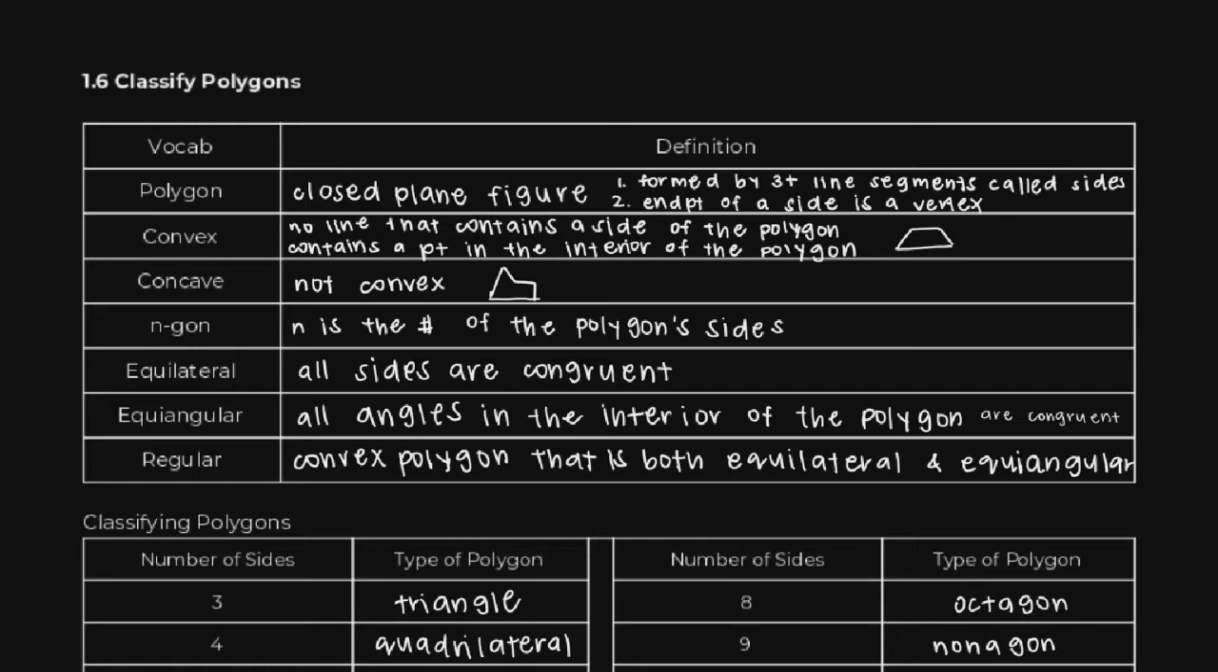N-gon is the number of the polygon sides. Equilateral means all the sides are congruent. Equiangular means all the angles in the interior of the polygon are congruent. And regular means it's a convex polygon that is both equilateral and equiangular.